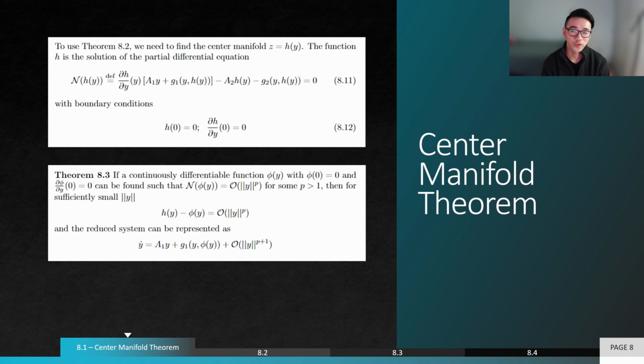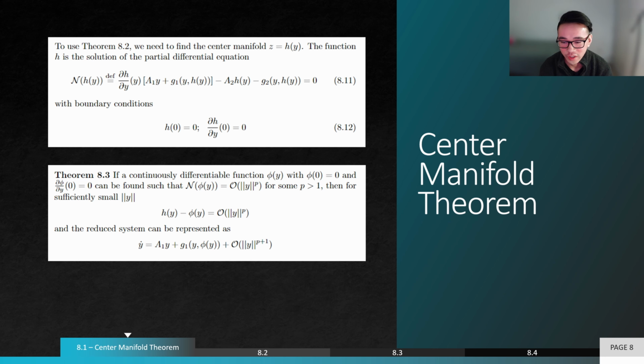To actually use theorem 8.2, we need to find the center manifold z equals h(y). The function h is the solution to the partial differential equation here with these boundary conditions. However, this equation in general cannot be solved exactly. If it could be solved exactly, then that would imply we know the center manifold, and thus we would know solutions to our system already. However, we can approximate a solution arbitrarily closely with the Taylor series in y.